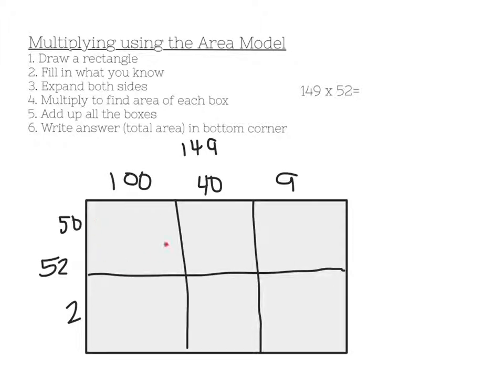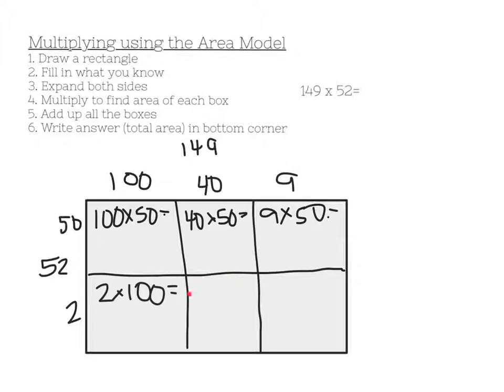To find the area of this box, I do my length, which is 100, times my width, which is 50. So 100 times 50. Then for this area, I would do my length, which is 40, and my width, which is the same, which is 50. For this box, I would do my length, which is 9, and my width, which is again 50. So 9 times 50. For this one, my width is 2 and my length is again 100. So I would do 2 times 100.